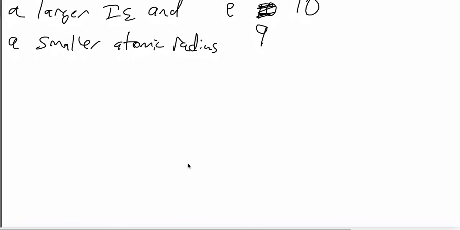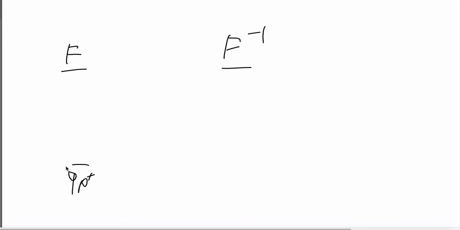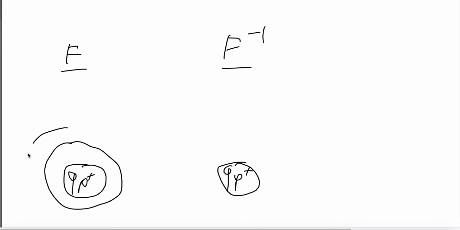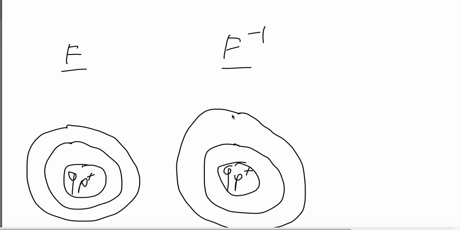And if we were to draw this, F right here and F minus 1, F has 9 plus, and this has 9 plus, this has 2 rings. It's really hard to see. This has 2 rings, but it's just going to be stretched out even more, because there's going to be that 1 extra electron in there. And that's the atomic radius.